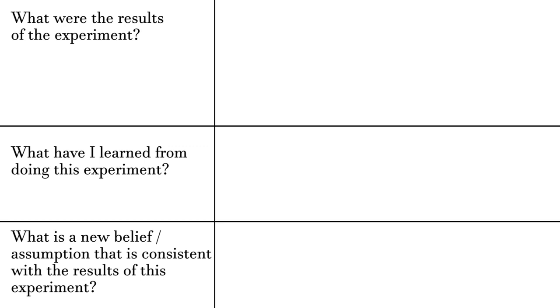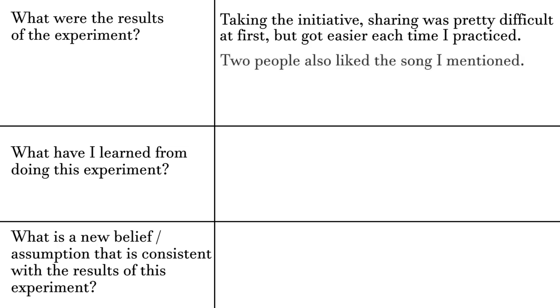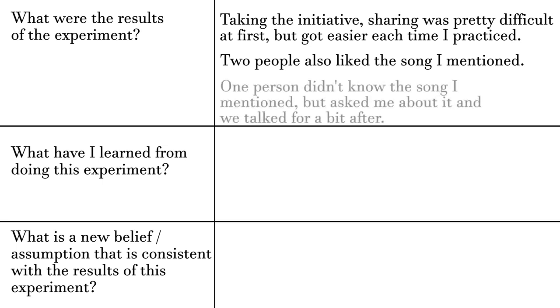Okay, now let's say I've gone out and completed my goal of sharing a song I like with 3 different people. The results, which I'll write down in the next column here, were 1. Taking the initiative sharing was pretty difficult at first, but got easier each time I practiced it. 2. People surprisingly also liked the song I mentioned, which led to us discussing other songs. And 3. One person didn't know the song I mentioned, but asked me more about it, and we talked for a bit after.